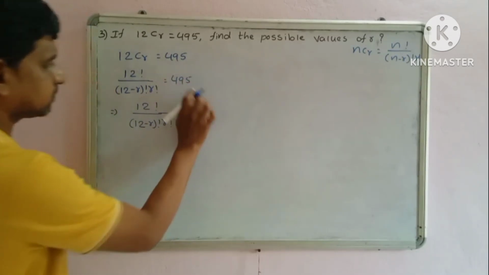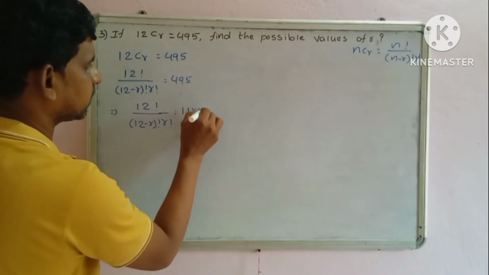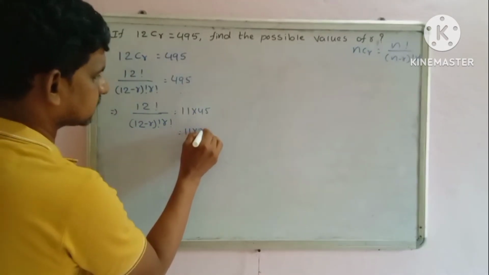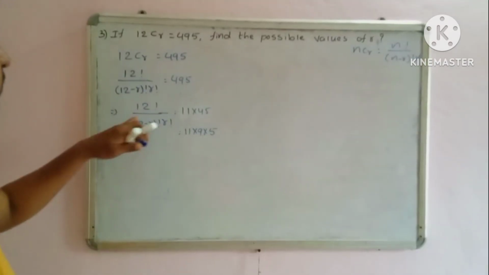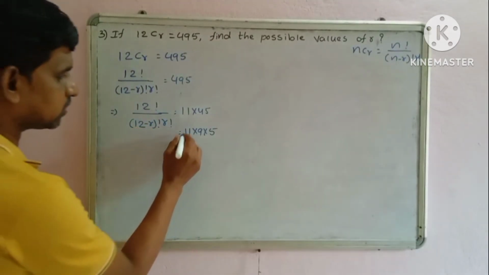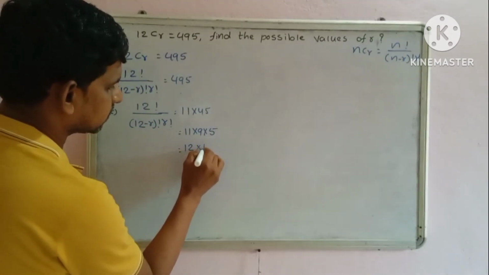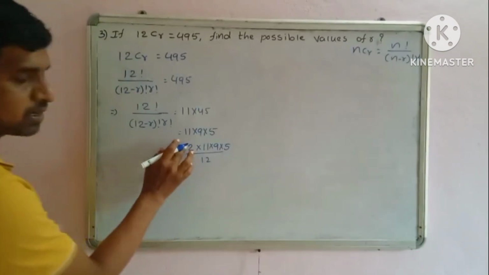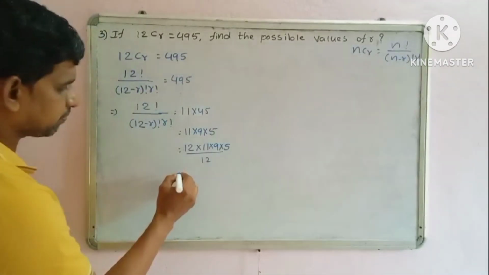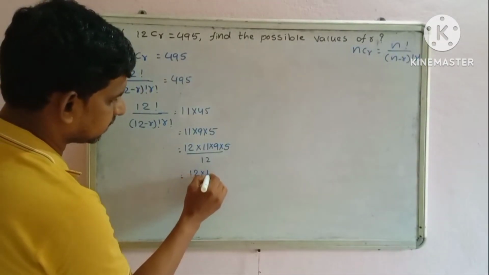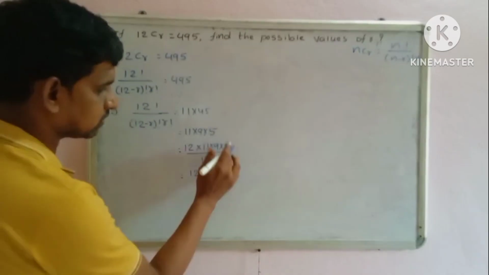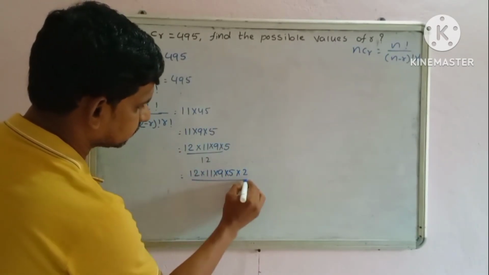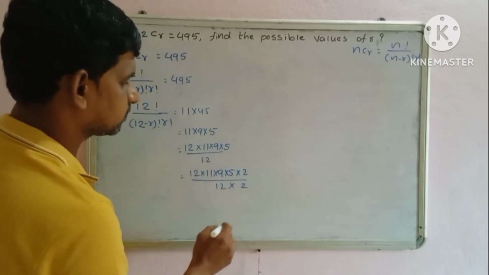495 can be written as 11 times 45. So 11 times 45 can be written as 11 times 9 times 5. The left hand side starts with 12, so multiply numerator and denominator with 12. Then 12 into 11 into 9 into 5 by 12. Here 10 is missing, and 5 is there, so multiply numerator and denominator with 2.